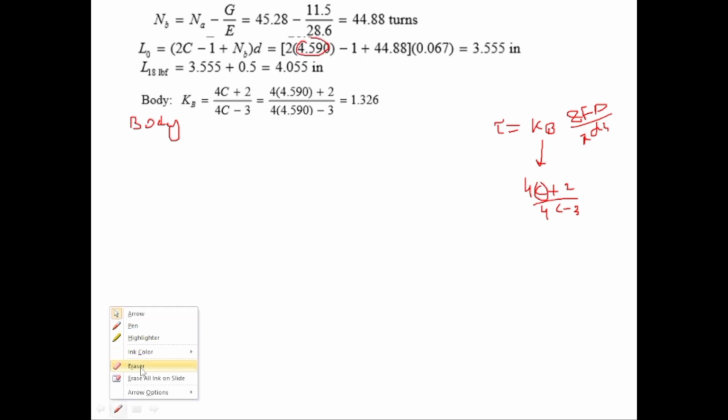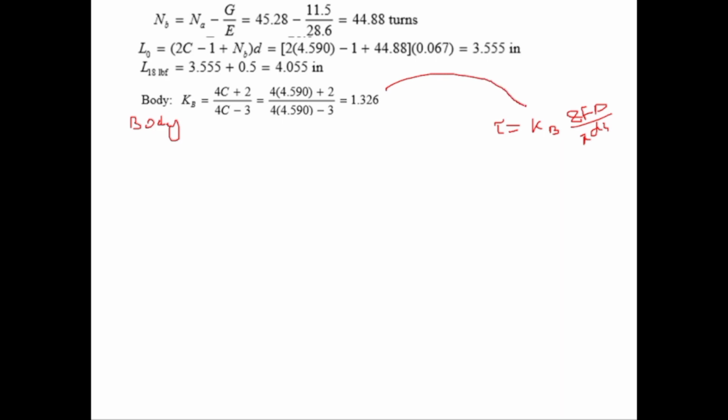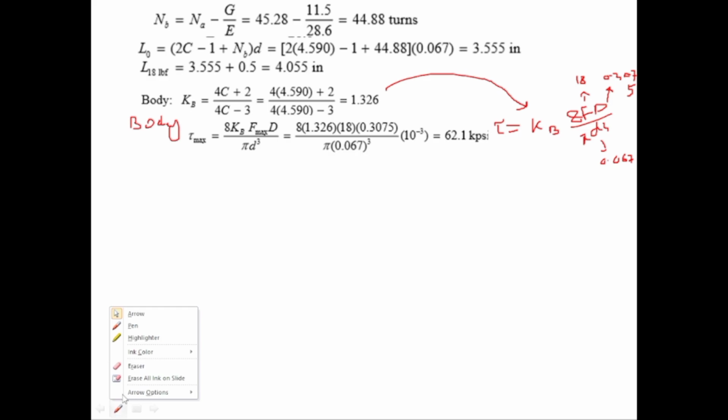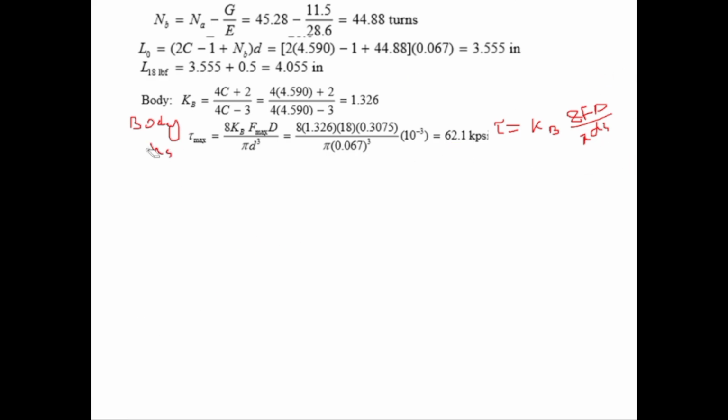Now let's find the stresses in the body. For the body, tau is equal to Kb into 8FD divided by pi d cube. This Kb is equal to (4C plus 2) divided by (4C minus 3). C is equal to 4.59, so putting the value of C, it gives Kb equal to 1.326. Put this Kb value here and this F value, which is 18, and the mean coil diameter is 0.3075 and wire diameter is 0.067. So it will give you tau max in the body equal to 62.1 kpsi, and the factor of safety in the body is equal to Ssy divided by tau max. This torsional yield strength was 105.5 and tau max is 62.1, so Ns is equal to 1.7.